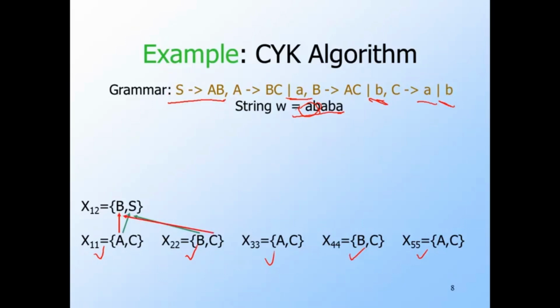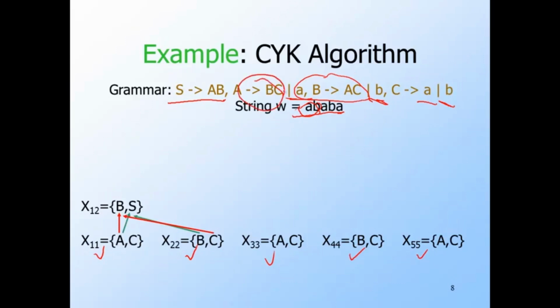And the reason B is in x12 is that A is in x11, C is in x22, and B goes to AC is a production. Notice that C can't be in x12 because C derives only strings of length 1. However, A can derive long strings and yet is not in x12. The reason is that the only production A has with a body of 2 variables is A goes to BC.